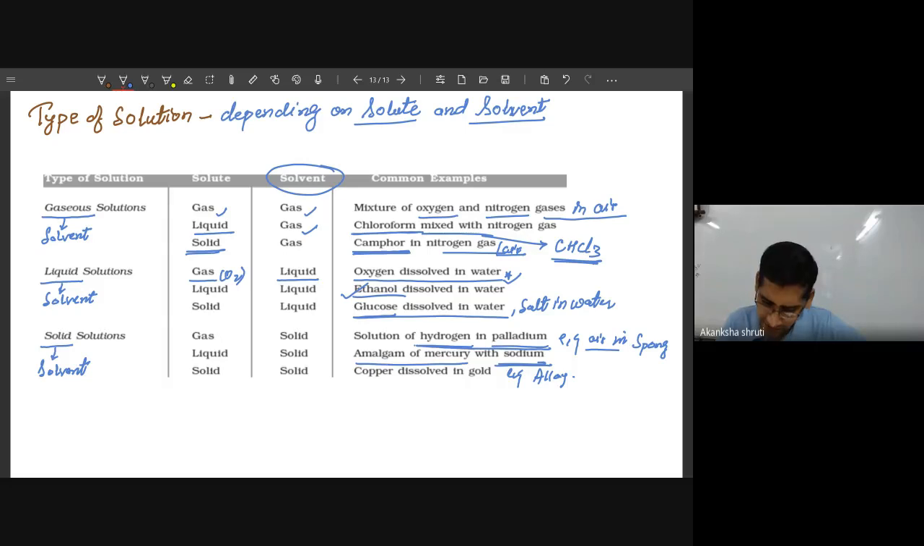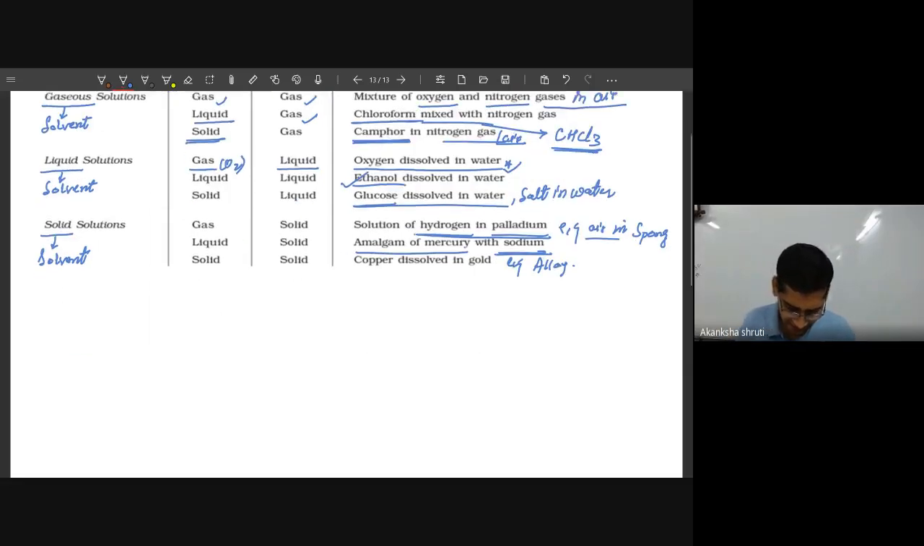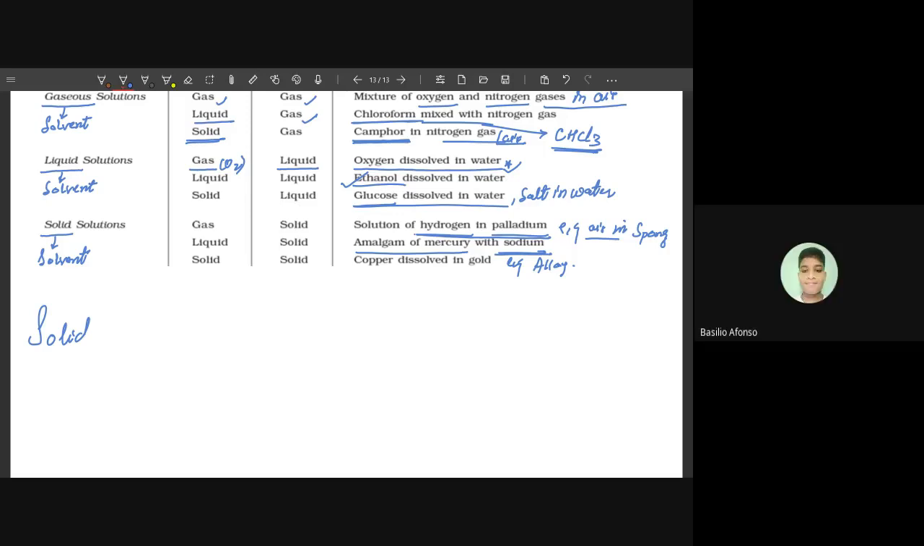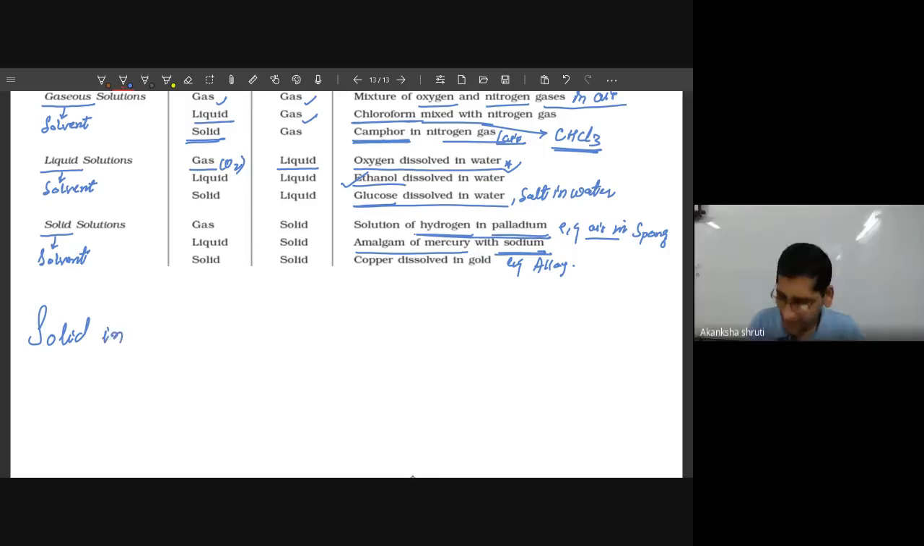Like ethanol in this. Another important, say, solid in. Sir, what is the meaning of palladium? Palladium is a metal, like iron. Palladium is also a metal, but it has the characteristic that it is able to absorb air or oxygen over its surface.